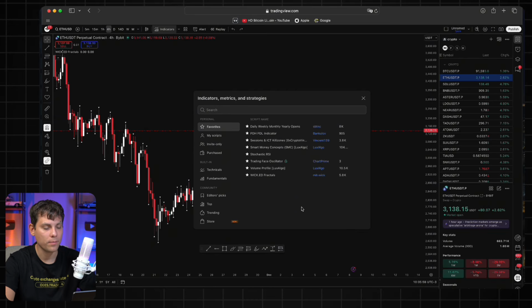You can pause the video and type in TradingView, in the indicator section, Wick.ED Fractals. I personally use this one.